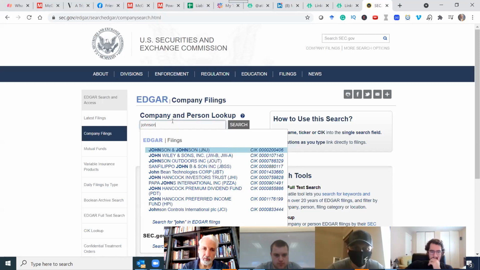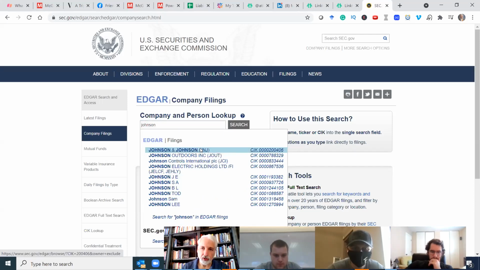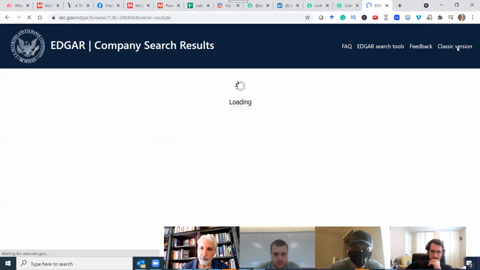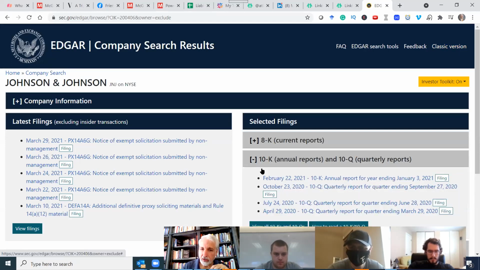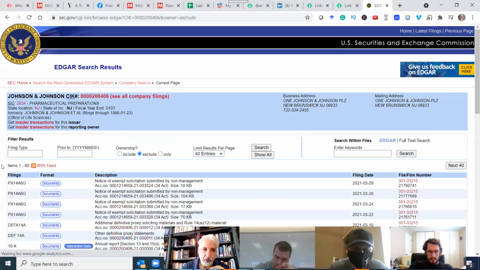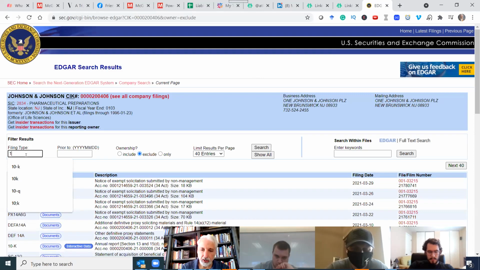Johnson and Johnson, or J&J. I could have just typed in the ticker symbol. Upper right-hand corner, you see the classic version. You could go to 10-K here with the plus sign and have 10-Ks and 10-Qs, but I want to go to classic version. I like that a little better. Filing type a 10-K.